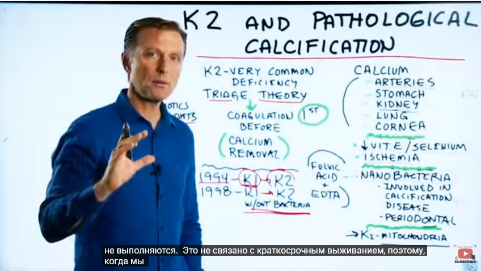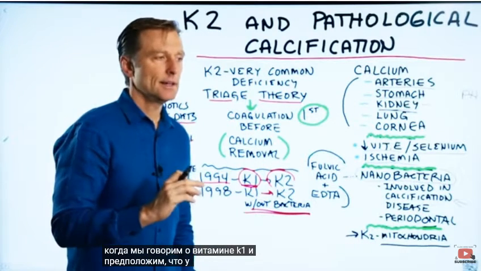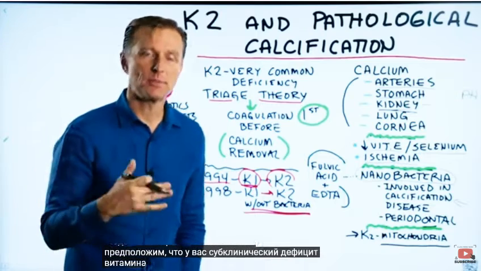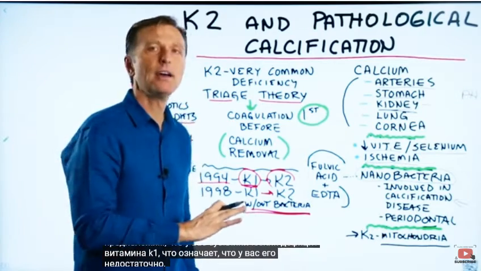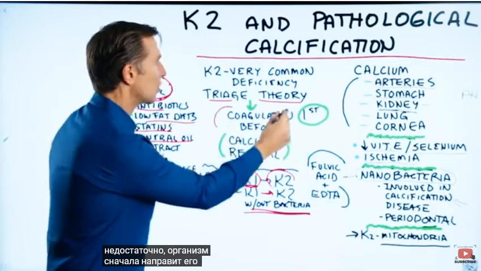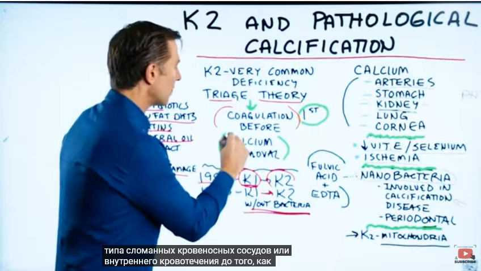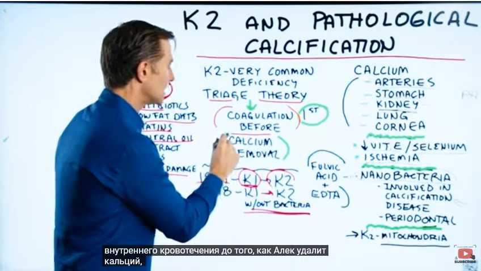So when we talk about vitamin K1, and let's say you had a subclinical deficiency of vitamin K1, which means you didn't have enough of it, the body's going to allocate that to coagulation first, which is going to involve the stopping of any type of broken blood vessels or bleeding internally before any is allocated to the calcium removal.